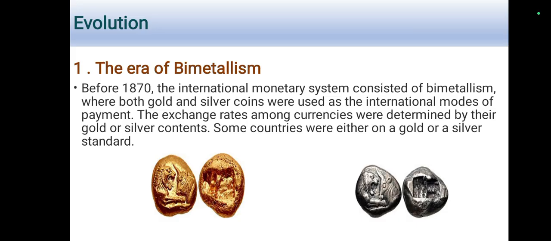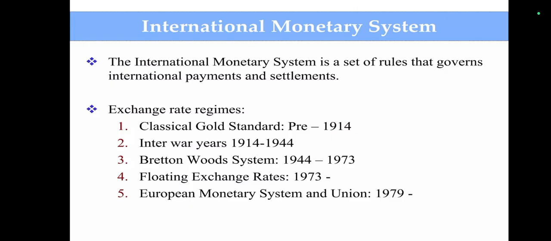The exchange rate was determined by gold and silver. That is why it is called bimetallism: two metals, one is gold, one is silver. During 1870 it was followed, but later, after the era of bimetallism, it started with the classical gold standard.